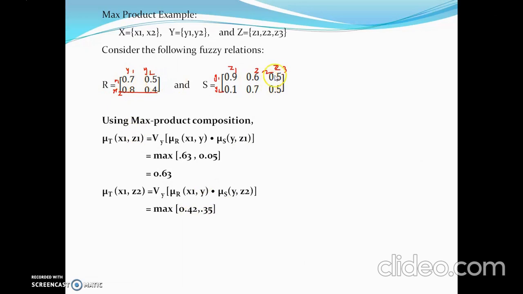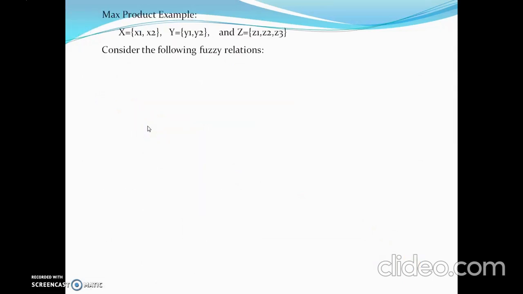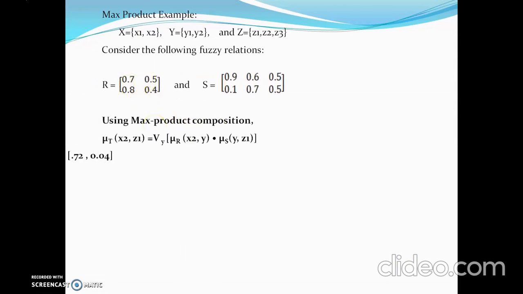Take the row again. Take the third column of the S. 0.7 into 0.5, the value will be 0.35. 0.5 into 0.5, the value will be 0.25. So comparing these two values, we will get 0.35. Now we got the first row of the max product composition. 0.63, 0.42, 0.35. Now we take the second row of the R relation. Multiply this 0.8 with 0.9, the value will be 0.72. 0.4 with 0.1, the value will be 0.04.